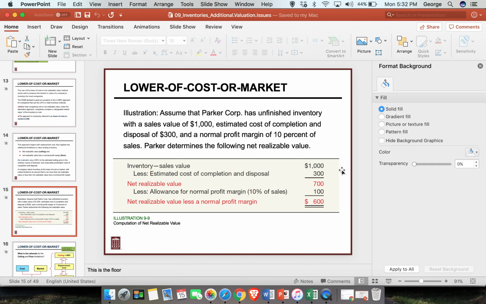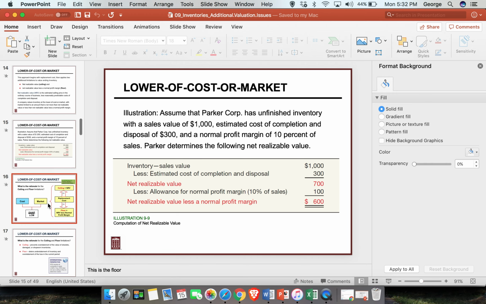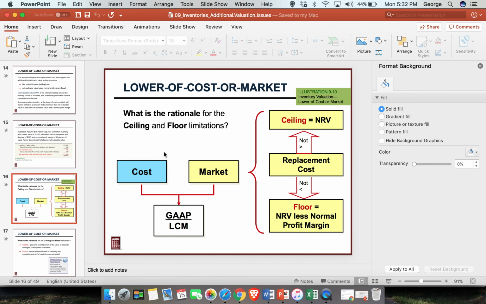All right. So let's take a look. Okay. So rationale for ceiling and floor. Well, ceiling, we don't want to overvalue our inventory. So it can only be so high. And the floor is that we don't want to undervalue it either. We don't want to take extra losses. So we're involved in income smoothing and those kinds of things we talked about in previous chapters. So the ceiling would be your NRV, replacement cost would be between, and then floor would be your net realizable value less any normal profit margin per unit.